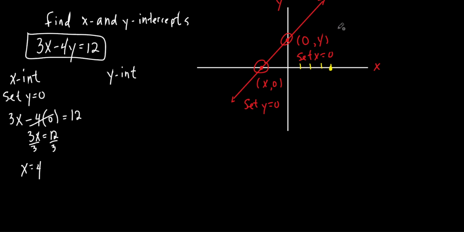You don't have to graph it. I'm just showing you what you're actually finding. All you got to do is find the x-intercept. But what is the point here? The point is, it's not just 4, it's what? 4, 0. So to write the x-intercept, you should write 4, 0. That's how you should write your answer right there.